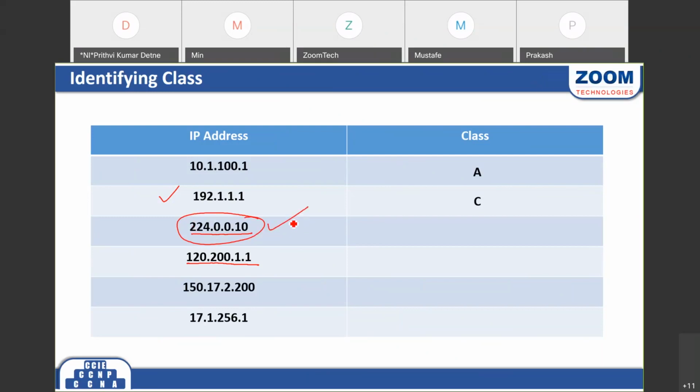Can this IP address, 224.0.0.10, be used for LAN and WAN, guys? No. For LAN and WAN we can use only which class IP addresses? Either Class A, B, or C only. So we cannot make use of Class D and Class E IP addresses, right?